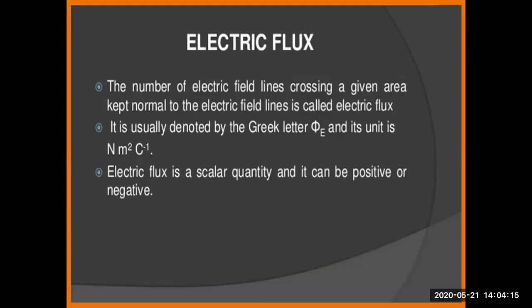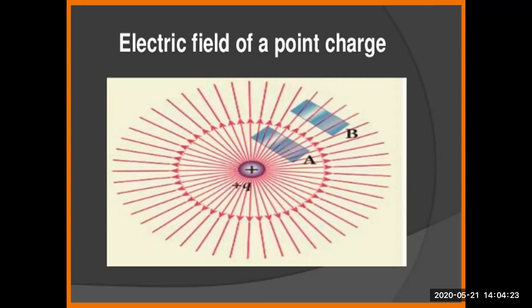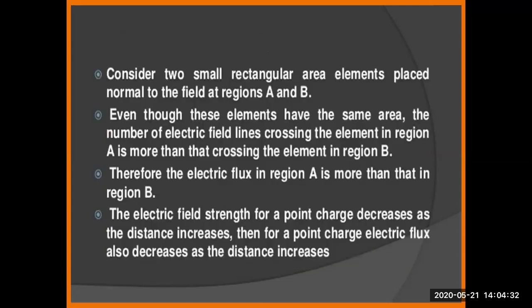So this is the pictorial view of this statement, what we have seen first: the number of electric field lines crossing a given area normal to the electric field. These two blue shaded areas are kept normal to the lines of electric field. Now let's see the next one, please read this.